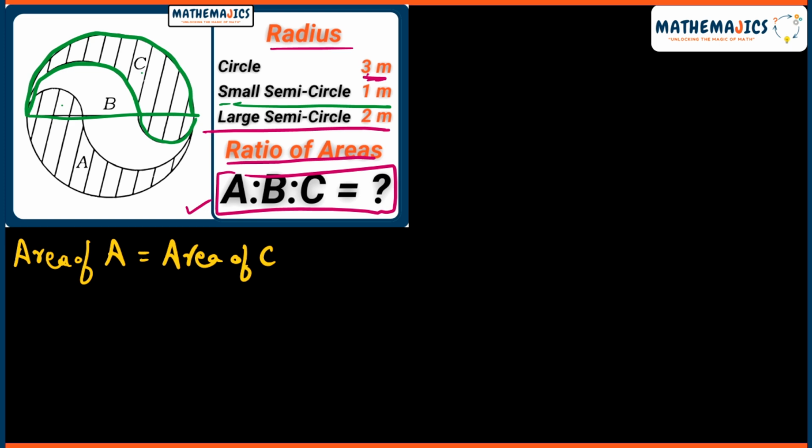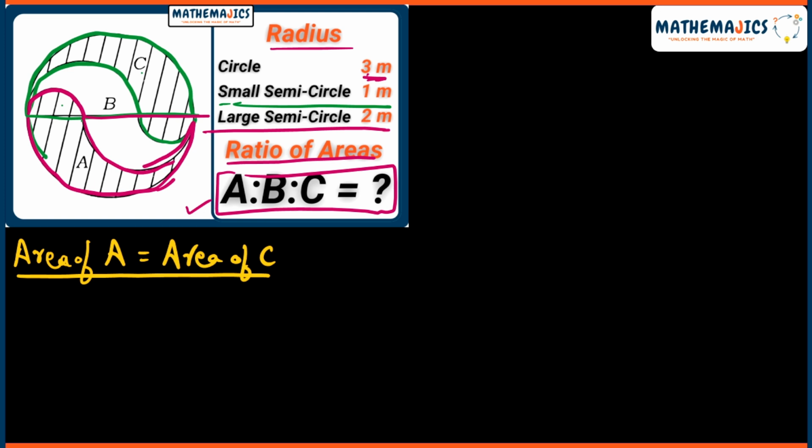Similarly, if you look at the other part of the semicircle, let me change the color so that you understand. If you look at this part of the semicircle, again the same thing is happening. If I remove this large semicircle and include the small semicircle, I will get the area of C. Yes, the same thing. A and C are exactly same. Correct? So area of A and area of C is exactly same.